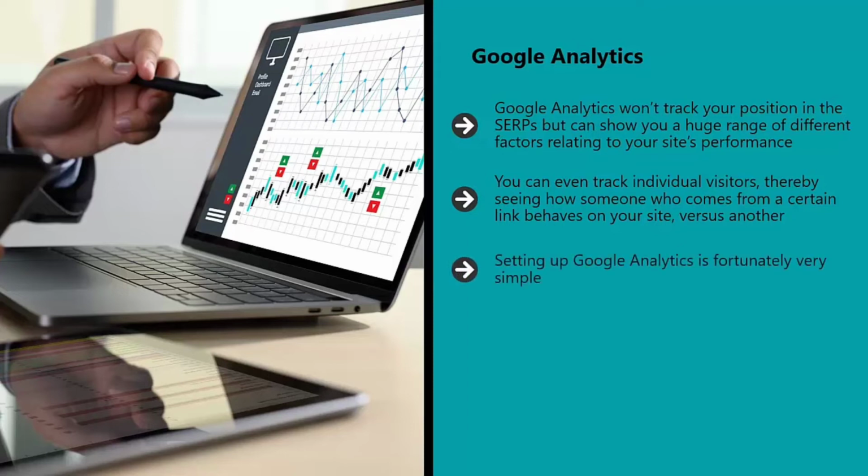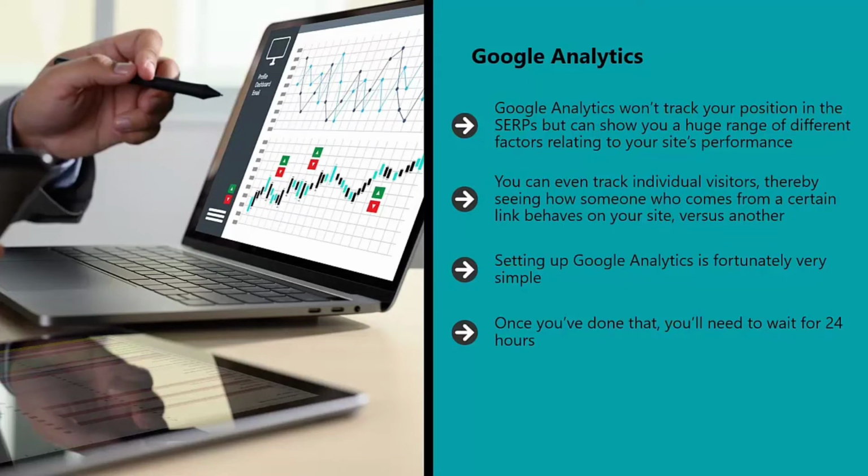Setting up Google Analytics is fortunately very simple. You'll need to place a small tracking code on each page of your site, which you can get from Google. You can do this manually or use a plugin or developer to handle it for you. Once you've done that, you'll need to wait for 24 hours. This gives Google long enough to collect some basic data, which can then be used however you wish.